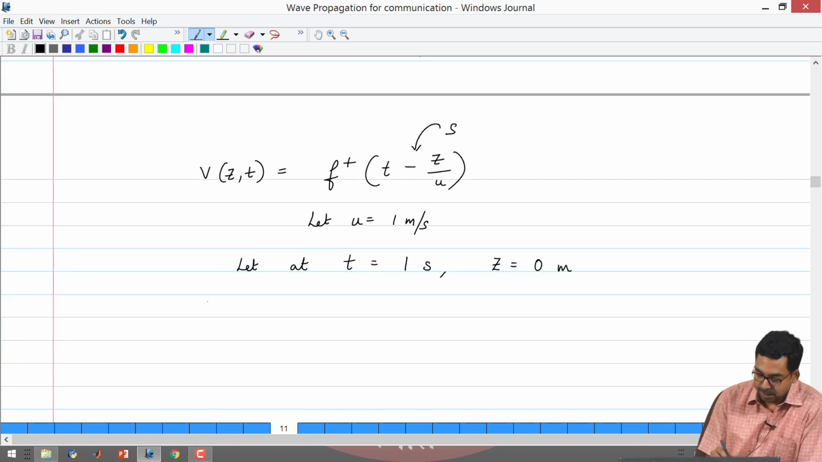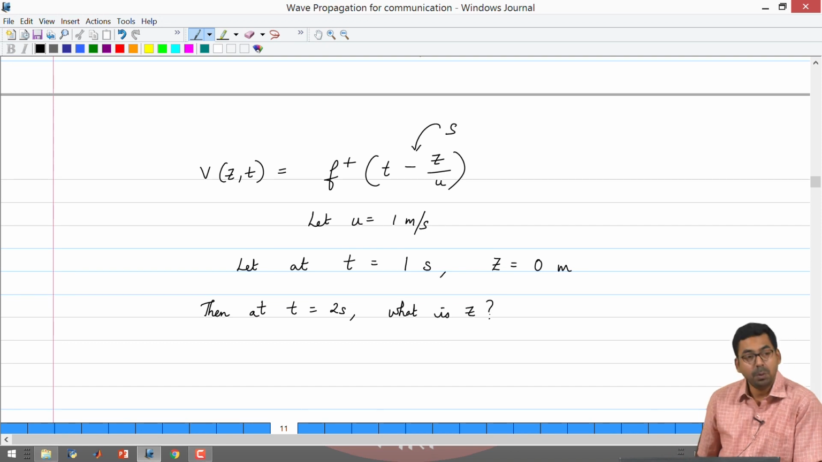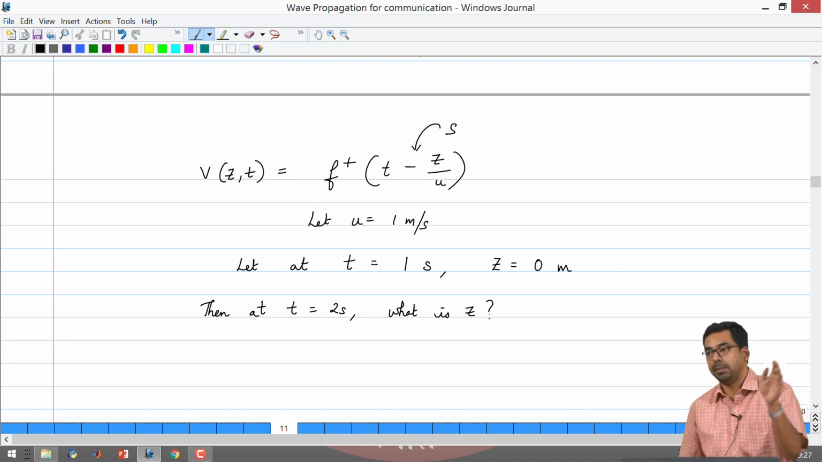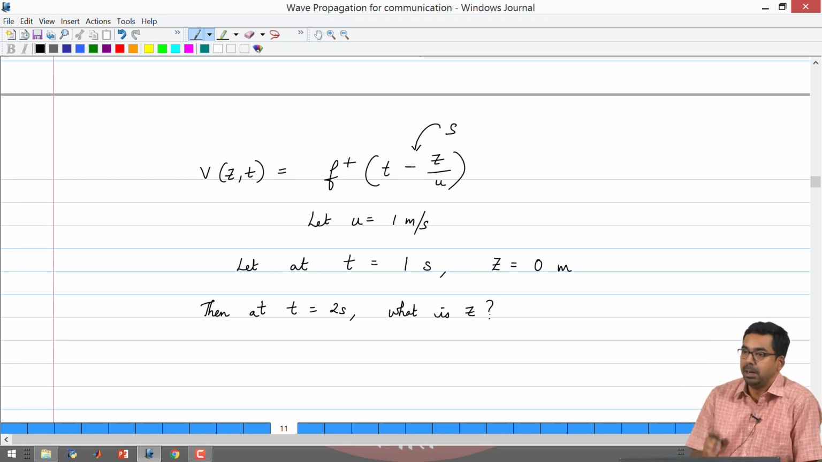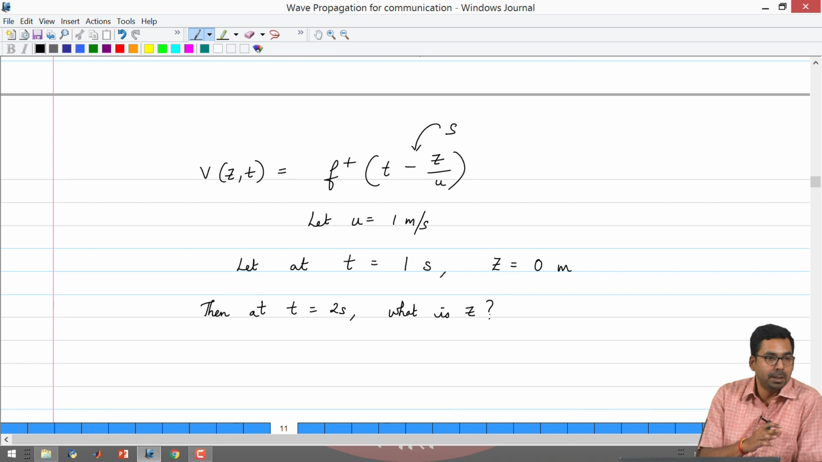From there you want to measure what is going to happen, and one of the ways to do this is, we can say that at a later time, at t equal to 2 seconds, where would this voltage be? Would it have traveled along the transmission line to the right or to the left? If it has traveled to the right or to the left, how much has it traveled? That is the question, right.